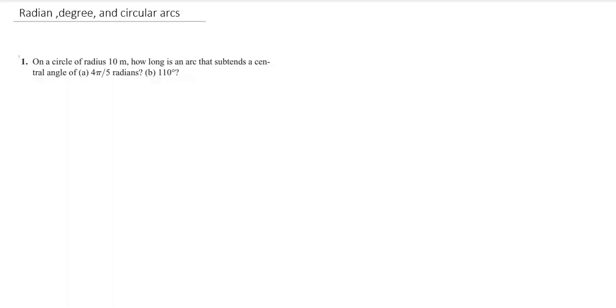So over here we will discuss some of the questions that relate to radians, degrees and circular arcs. Let's see, on a circle of radius 10 meters, how long is an arc that subtends a central angle of 4 pi over 5 radians or 110 degrees?